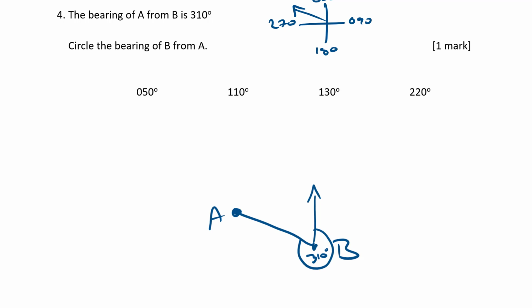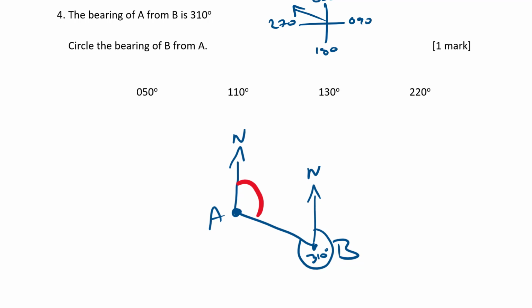So what is the bearing of B from A? So if I was at A and I wanted to go back the other way, then the bearing I'm looking for is this angle here, clockwise from the north line. These two lines are drawn north, right, on the top. Okay, so what is that angle there?